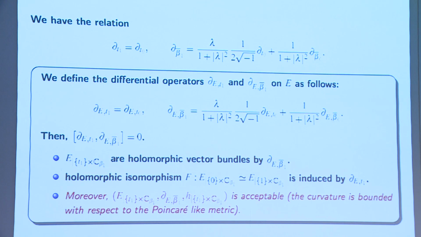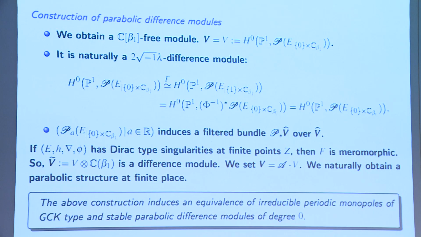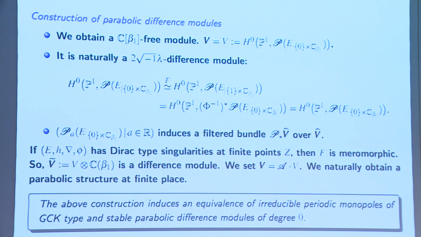So we can make a standard way to extend it to a vector bundle on P1. I mean, we consider the holomorphic sections whose norm is of polynomial order, and then we obtain O P1 star infinity modules. For each real number a, we consider the sections whose norm is dominated in this way, and then we obtain O P1 modules. If the monopole is of GCK type or meromorphic, then we can show this is actually locally free, and the sequence of O P1 modules gives locally filtered bundles, and the induced F is an isomorphism of these modules. So by taking the space of global sections, we obtain C beta 1 free modules, and this is naturally a 2 root minus 1 lambda difference module in this case. And this sequence of locally free sheaves gives a filtered bundle at infinity.